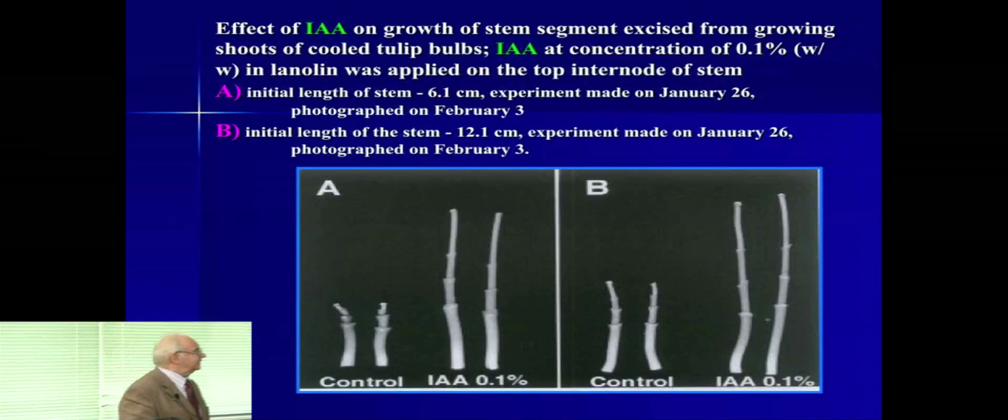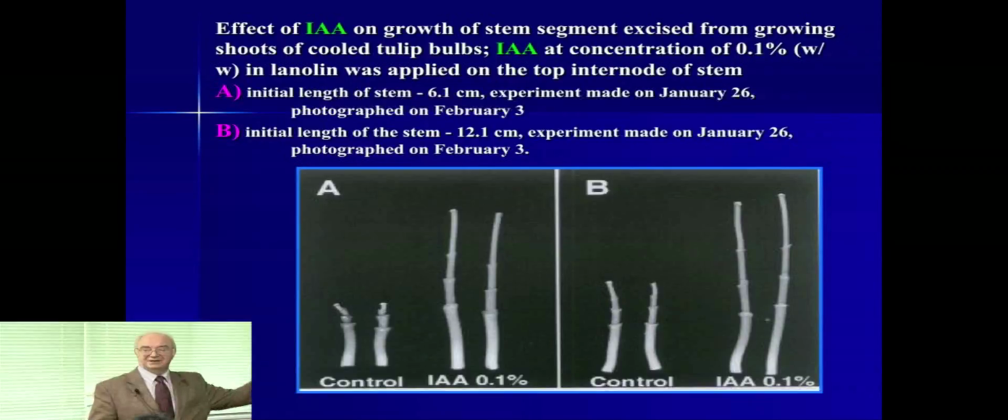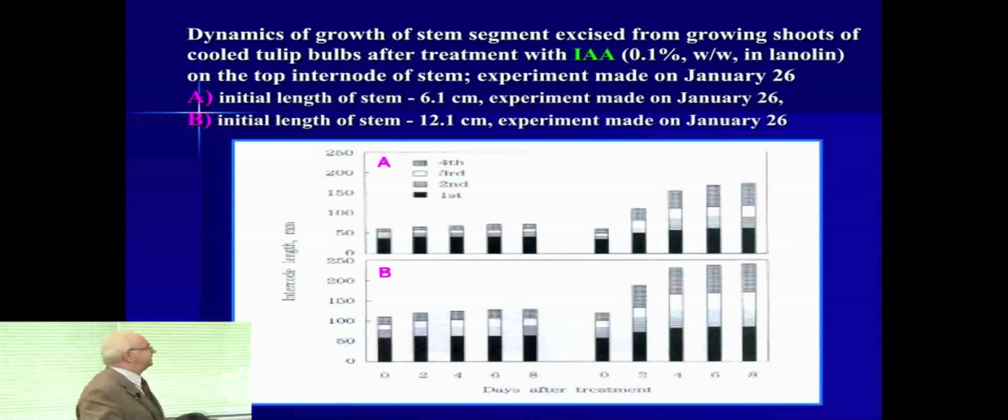Here it is similar. We used longer explants, when the length was about 12 centimeters. If I applied auxin on the top, we also have elongation of internodes. So we can see that auxin is also responsible for the elongation in explants isolated from cooled tulip bulbs.